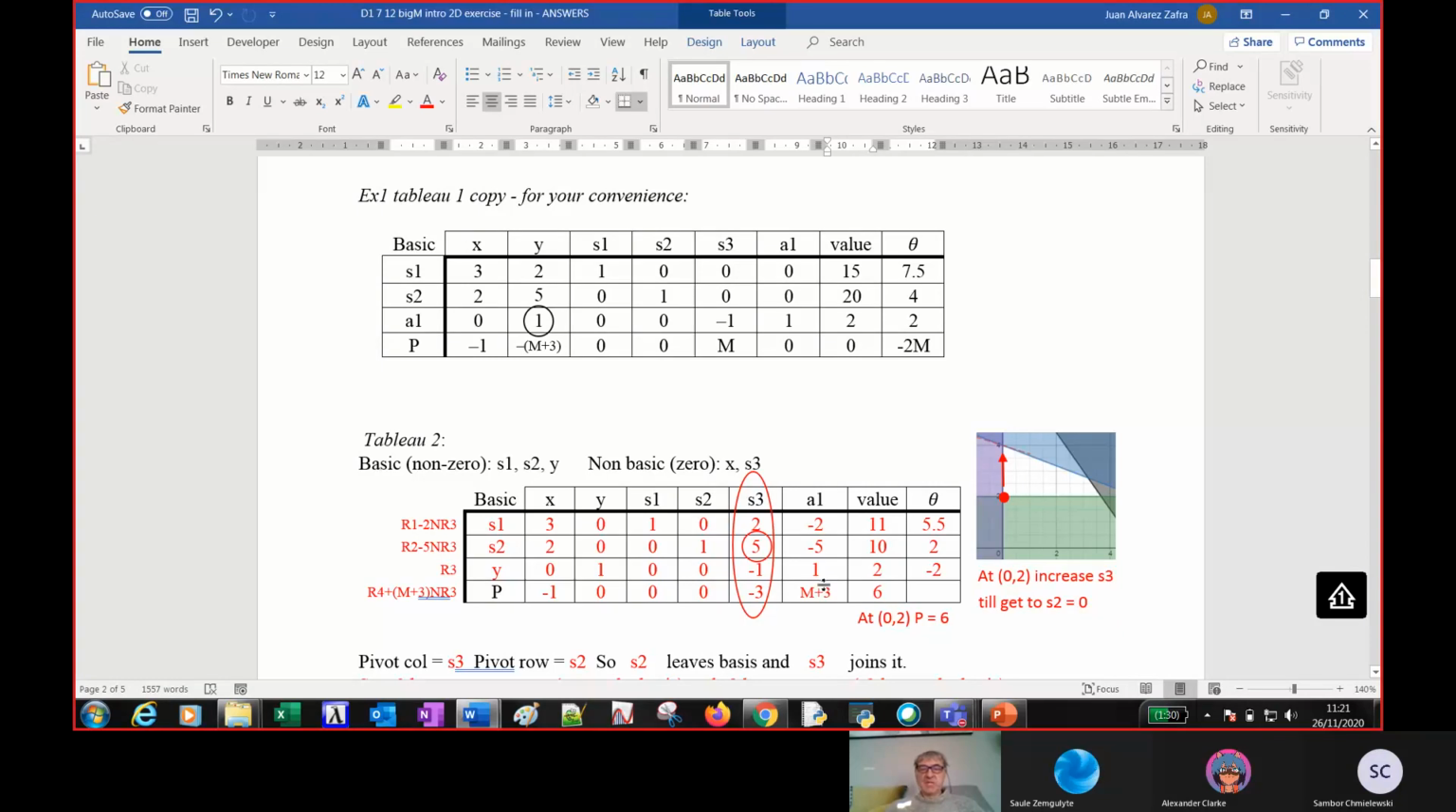Okay. And for the values, we're going to take 0 and, is that right? What am I doing here? Yeah, what do I get? 6 here. We've got row 4 plus m plus 3 times new row 3.